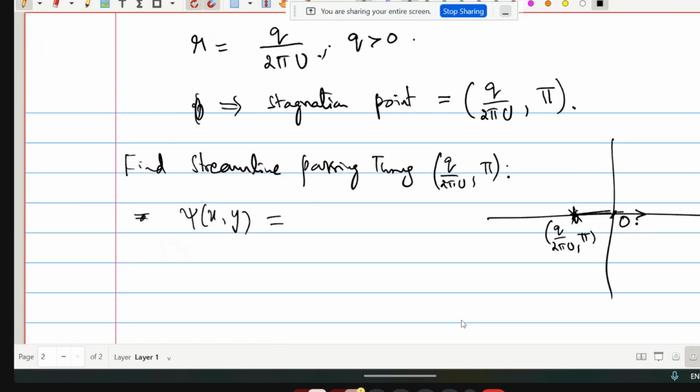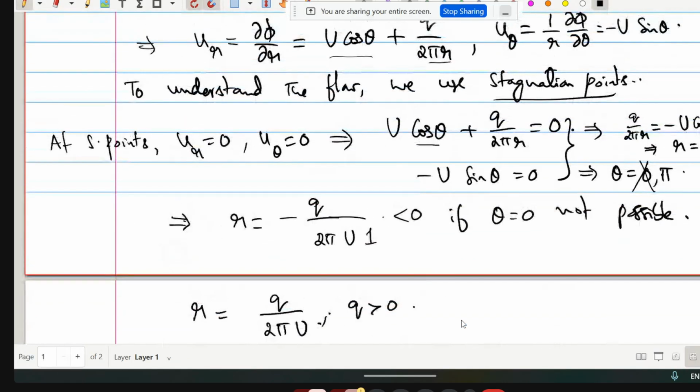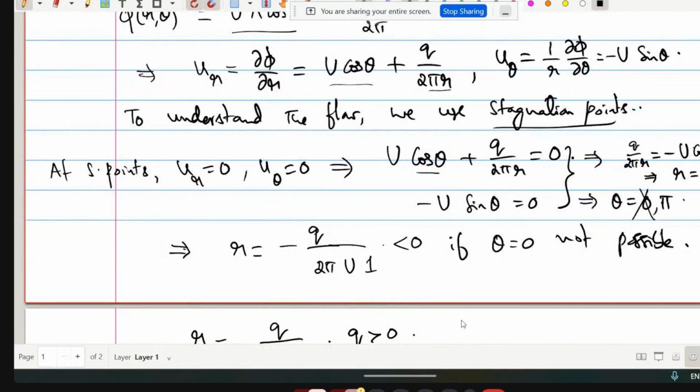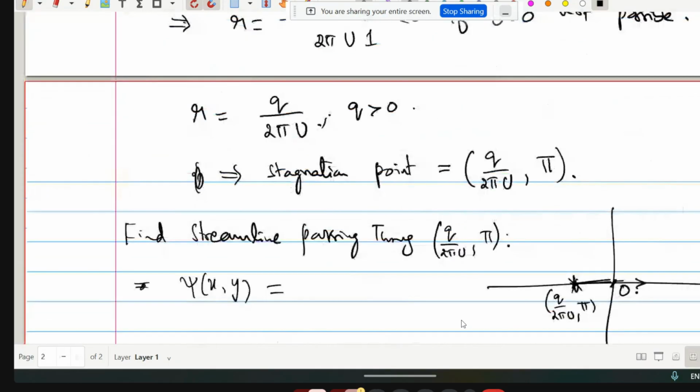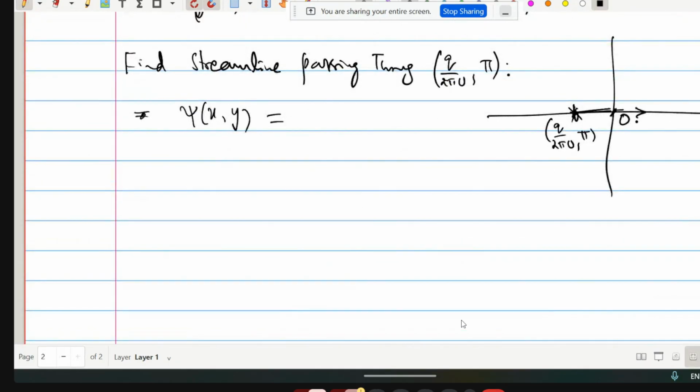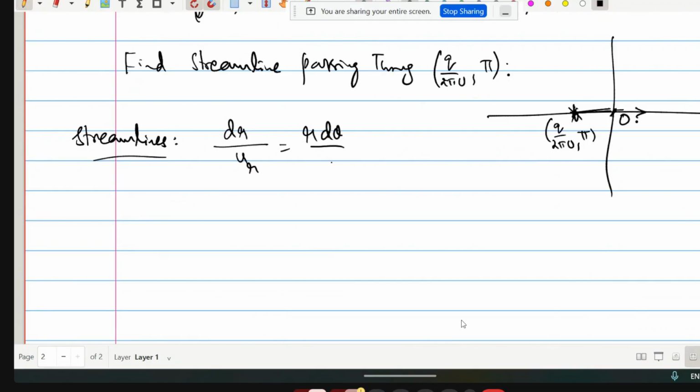If you want to find the streamline, what is your psi? First of all, you find the psi of the flow. So what is your psi for this flow? UR is this, right? U theta is this. Calculate your streamlines. I'm going to give you some exercise here. How do you find the streamlines first of all? Calculate psi using the formula: UR equal to 1 by r dou psi by dou theta and U theta, or dr divided by UR equal to r d theta divided by U theta.